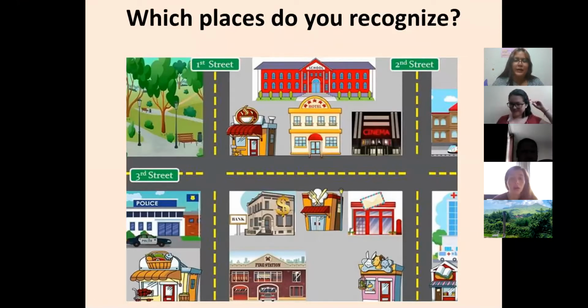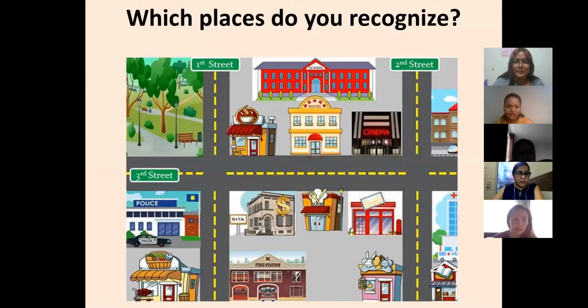School, hotel, police station, cinema, market, bank, fire station, cafeteria. A pet store, that's right. Post office. What about this one over here? Cafeteria or restaurant. Can be a cafeteria or restaurant. What about this one? Post office or mail office. Okay.